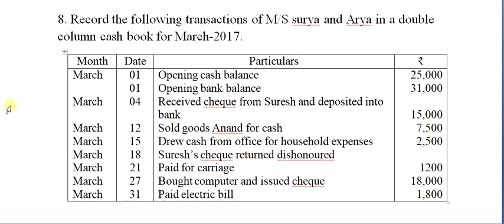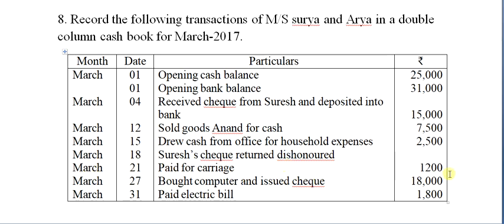Suresh check returned dishonored means what happens? On March 4th we received a check of rupees 15,000 and deposited it into the bank. On March 18th that check has been dishonored. Dishonored means there is no amount in that bank balance, so automatically it reduces our bank balance. So 15,000 has been reduced. It should be shown under the credit side.